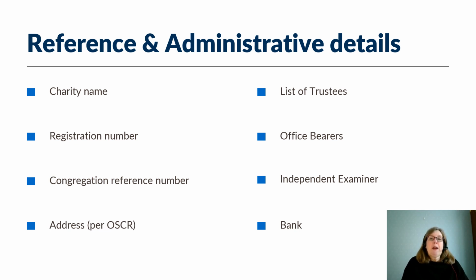The list of office bearers should cover the name of the minister, the session clerk and the treasurer as a minimum, but you can also include others if you think it's useful to someone reading the accounts.